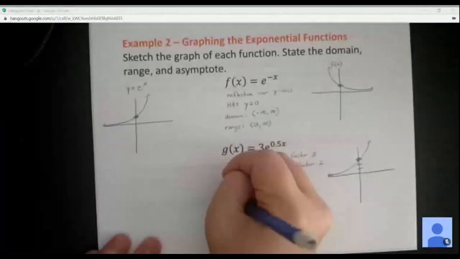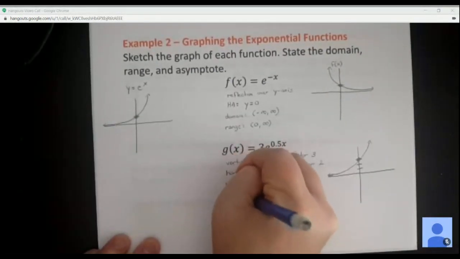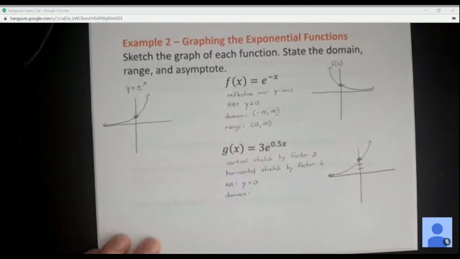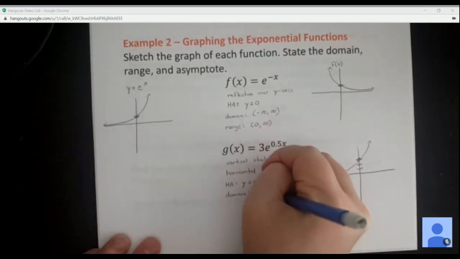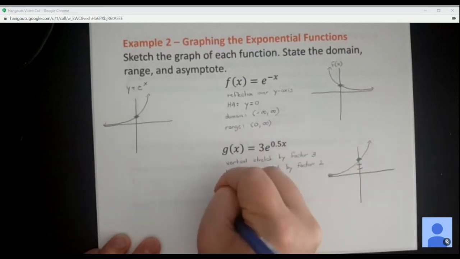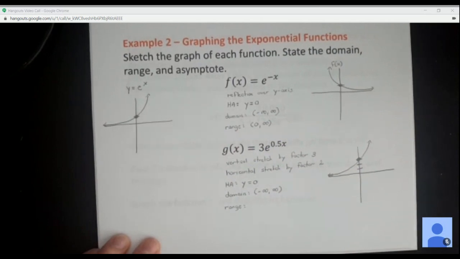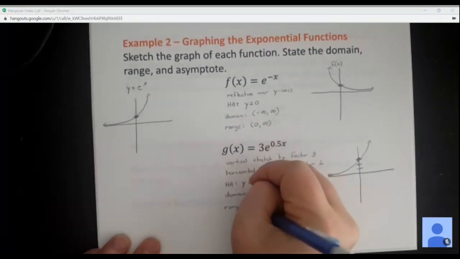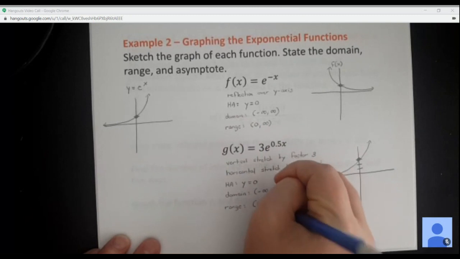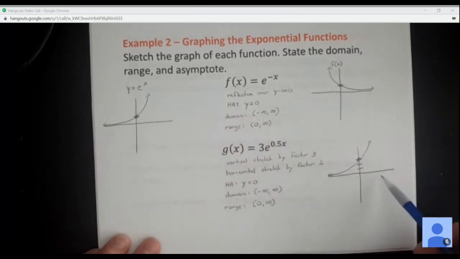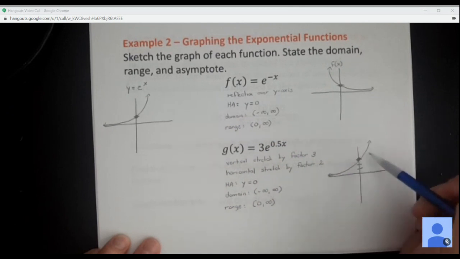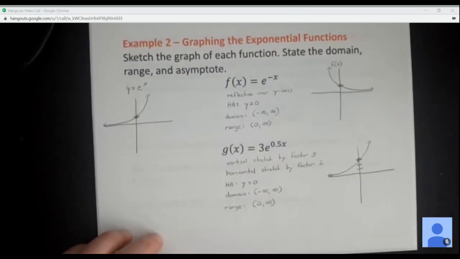And let's get our domain and range. So what's the domain going to be for this one? Good. Still all real numbers, so negative infinity to positive infinity. And the range is what? Good. So 0, positive infinity. Again, not including the 0 because there is that horizontal asymptote there, but everything on our graph here is above the x-axis, so we're only including those positive values in our range.